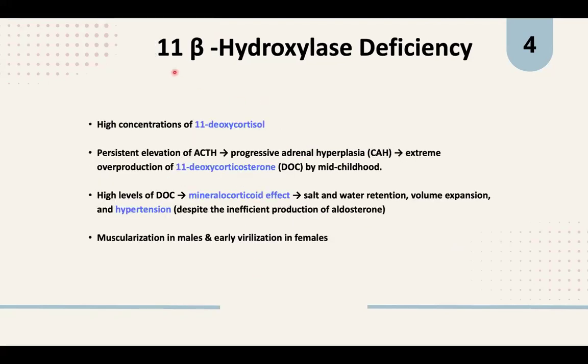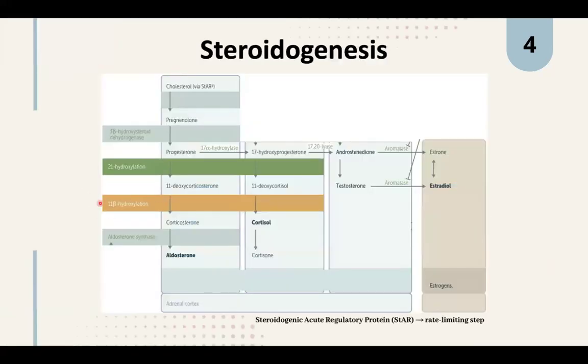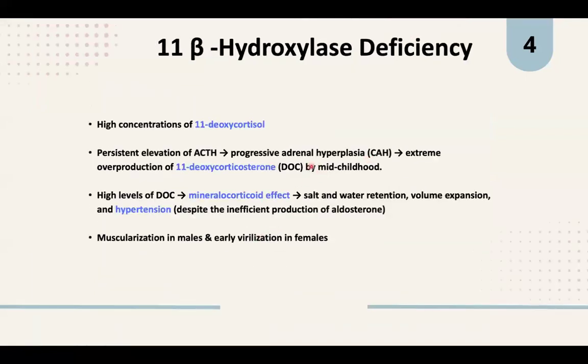And lastly, we have 11 beta hydroxylase deficiency. Let's go back to this. So we talked about what would happen if this green one was deficient. Now, what would happen if the orange one was deficient, which is 11 beta hydroxylase? You can't get anything that's below this, right? So you still can't make cortisol. You still can't make aldosterone, but you can make these two new things, 11-deoxycorticosterone and 11-deoxycortisol.